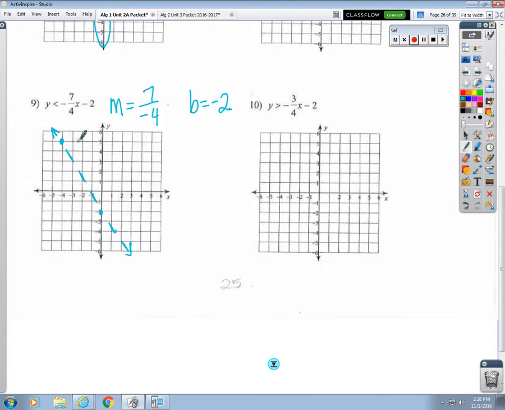Okay, and then all the solutions are where? Less than the line. So if you go down to our y-intercept, which numbers are less than negative 2? Negative 3, negative 4, negative 5? Or the numbers above it? Right, those are numbers less, so you shade below the line.